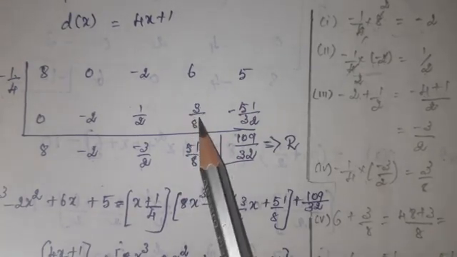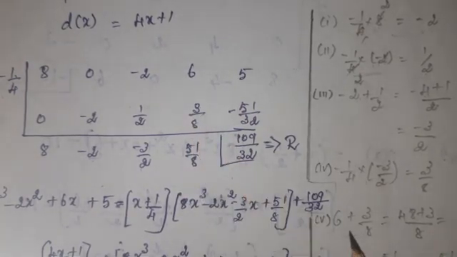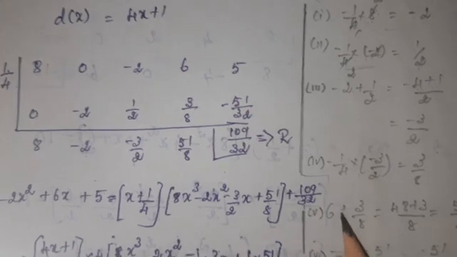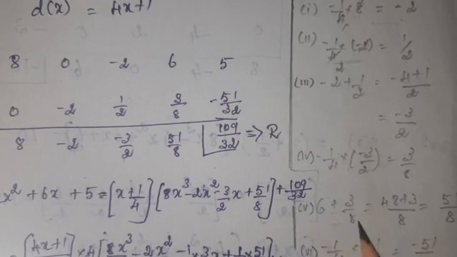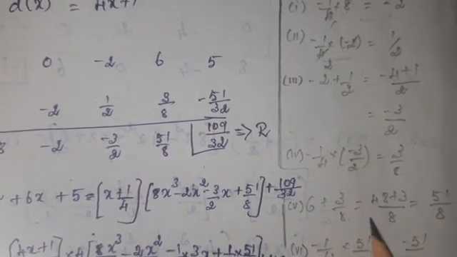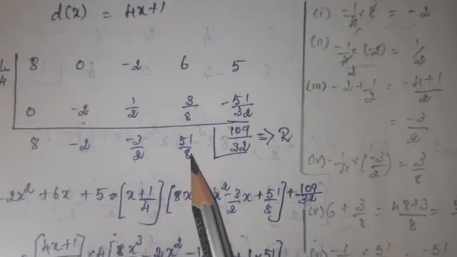Then what should you do here? 6 plus 3 by 8. Here I am doing that in the rough column. 6 plus 3 by 8, cross multiplication. LCM is 8. 6 8s are 48 plus 3. The answer is 51 by 8. That is what I have written here, 51 by 8.